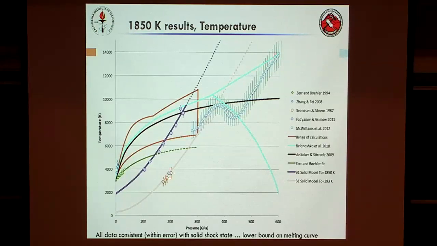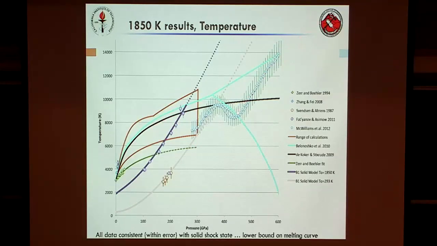Here's what you get when you shock MgO from ambient conditions. You would have to shock it this hard to get it to melt, or maybe this hard. Here's what you get when you start at 1,800 Kelvin. You get all these shock states, and they all plot at the expected temperature and the expected shock velocity for solid MgO. Solid, solid, solid, solid, solid, maybe solid. And so this melting curve is inconsistent with this amount of superheating.